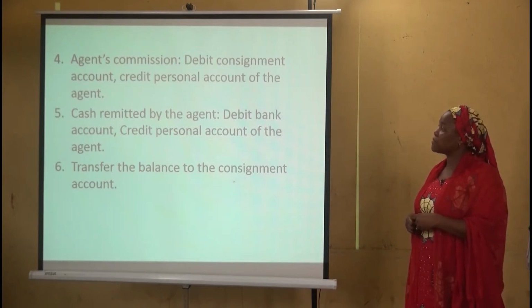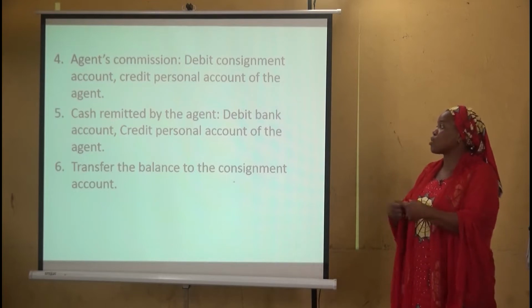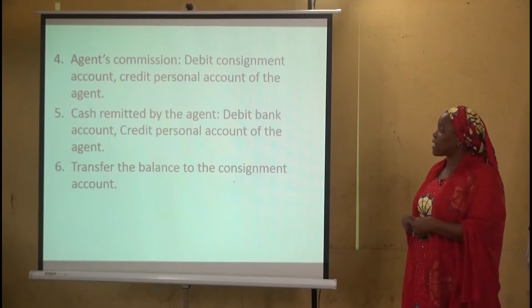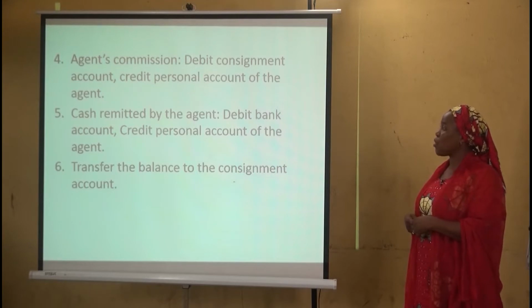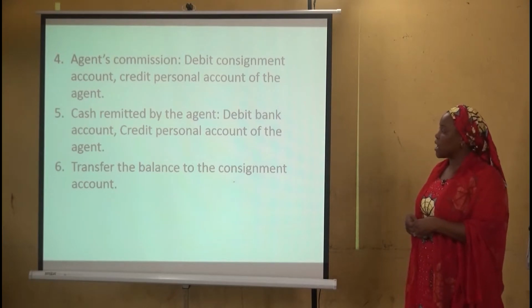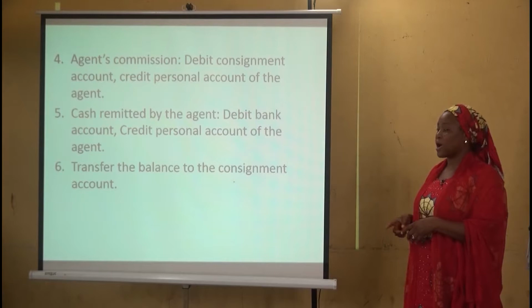Then number 5, cash remitted by the agent. When cash is remitted by the agent, that is when cash is given to the consignor, the owner of the goods, we debit bank account, we credit personal account of the agent. Then, transfer the balance to the consignment account. At the end of this operation, all the balance will be transferred to the consignment account.